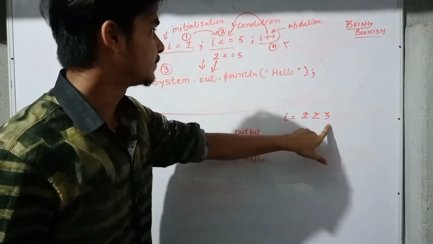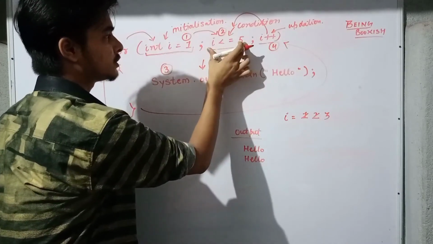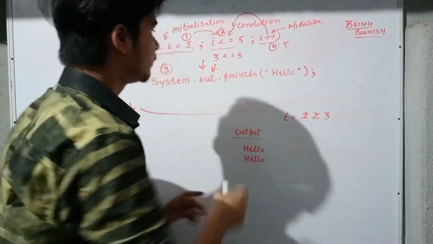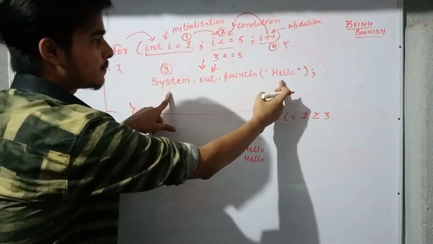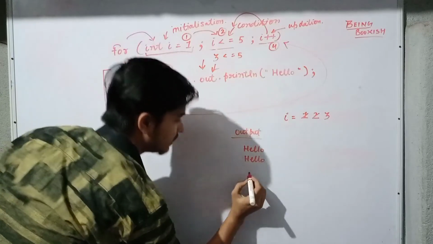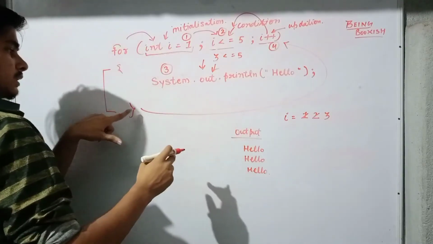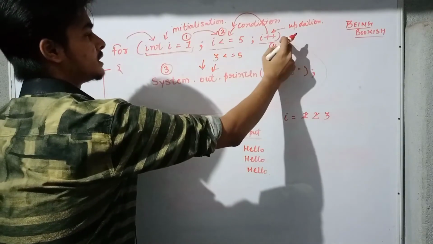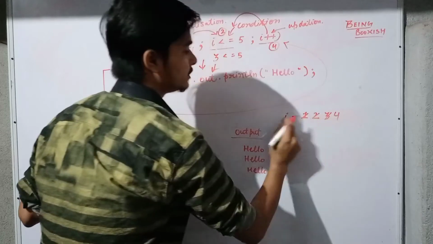So I's value is 3. Now it will check, is 3 less than equals to 5? Yes, it is still true that 3 is less than 5. It will come to the body part, and in the body part we need to print hello. So we will print hello. Now the cursor will come here, and next it will go to the updation part. Updation part will increment the value of I by 1. So I's value is 4.